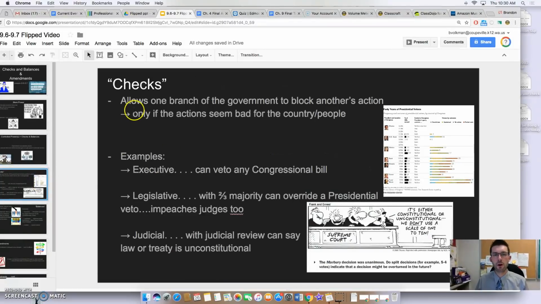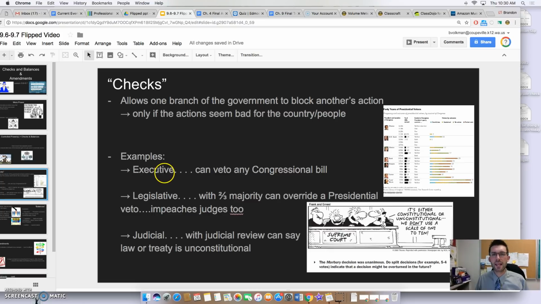Let's talk first about the checks part of this. Now, this allows one branch to block another branch's actions if it seems bad for the people and country. Because we don't want the branches constantly fighting with each other, because nothing will get done in our country. So this should only be used if the actions seem not good for us. Let's go through some examples.